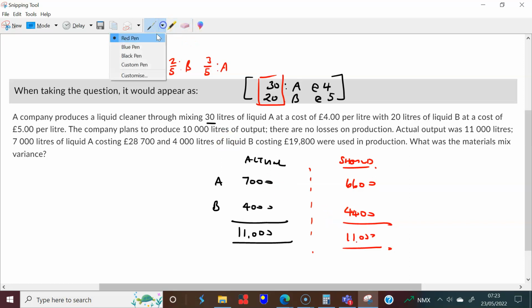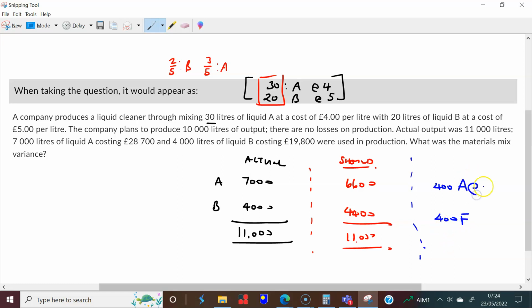Right. So the question then becomes, what is this variance? That's a mixed variance, right? So here, if you did 7,000, but you should have done 6,000, this is adverse. You did 400 more than you should have, right? Here you should have done 4,400, but you did 4,000. So that's 400 favorable because you did less than you should have.